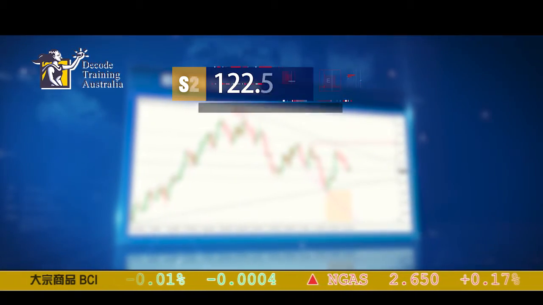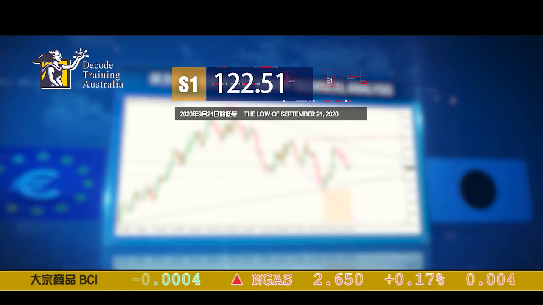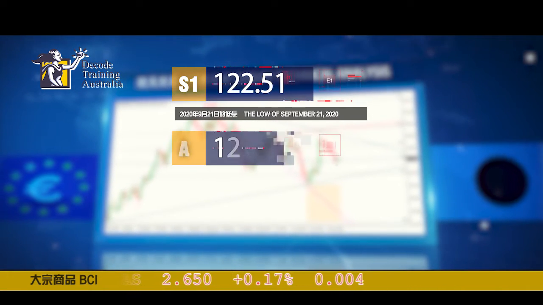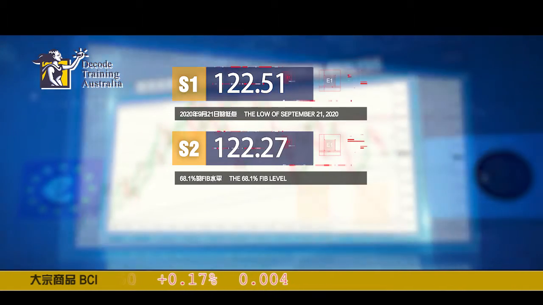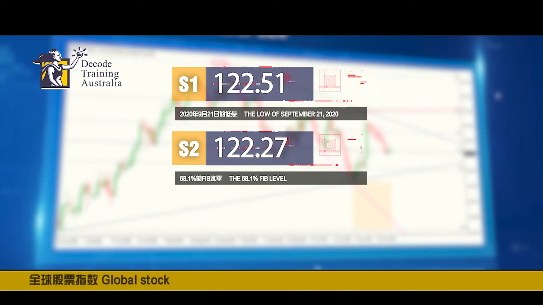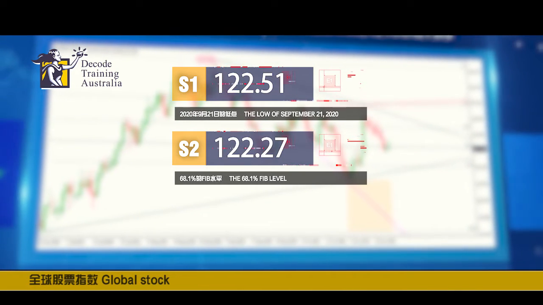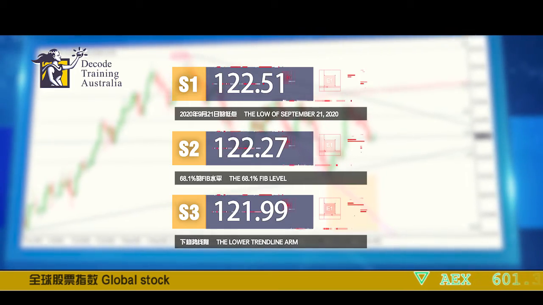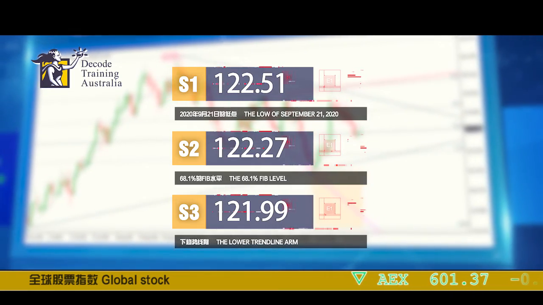These support levels might not only help the price to sustain around, but also prevent it from decreasing below the set spots. At support 1, we'll be facing 122.51, which is the low of September 21st, 2020. At support 2, we'll be facing 122.27, which is the 68.1% Fibonacci level. At support 3, it will be 121.99, which is the lower trendline arm.